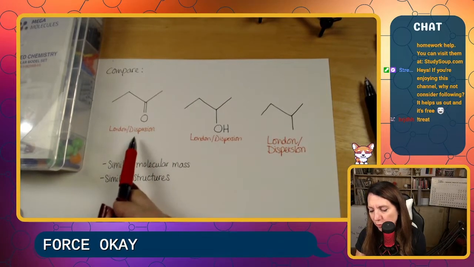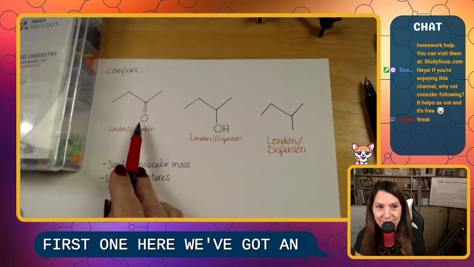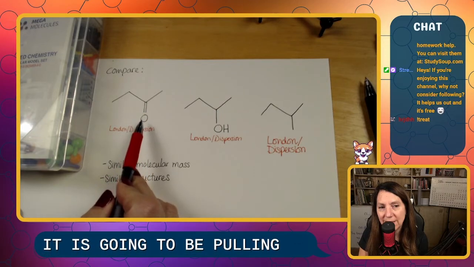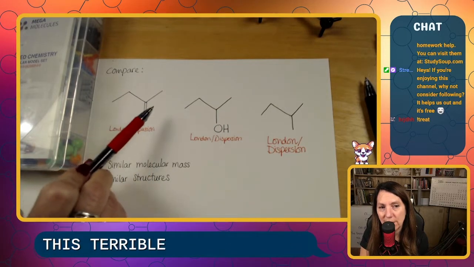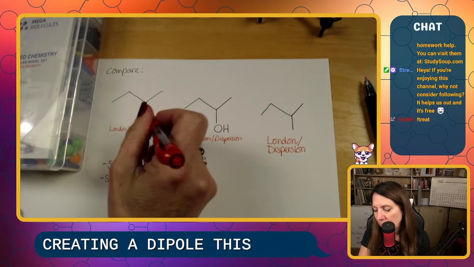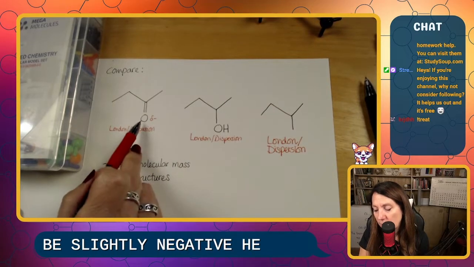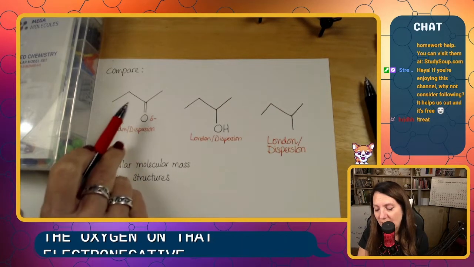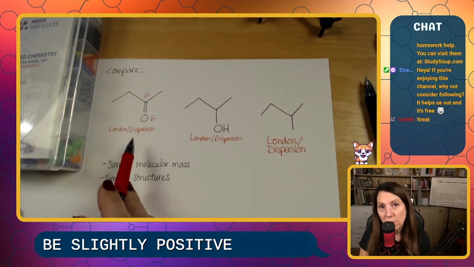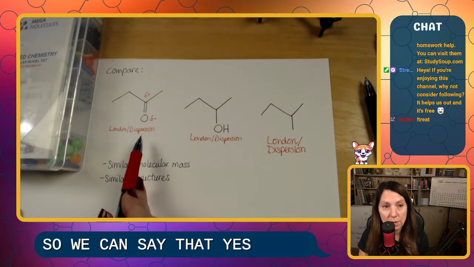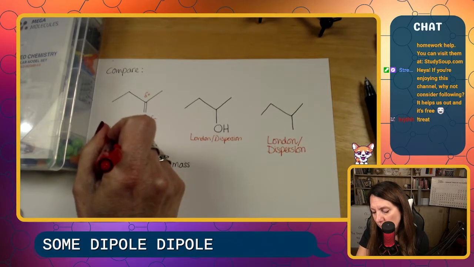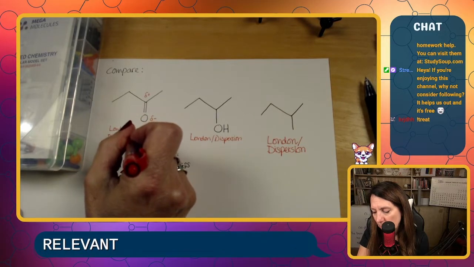What about this first one here? We've got an oxygen. Oxygen is quite electronegative, isn't it? That means it is going to be pulling electron density away from this carbon right there. So this is creating a dipole. This will be slightly negative here, the electronegative oxygen, and this carbon here is going to be slightly positive. So we can say that it is expected that this molecule is going to have some dipole-dipole interactions that will be relevant.